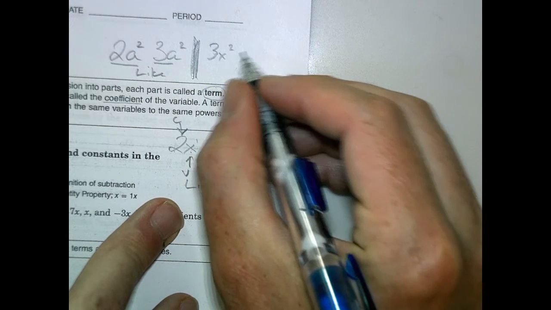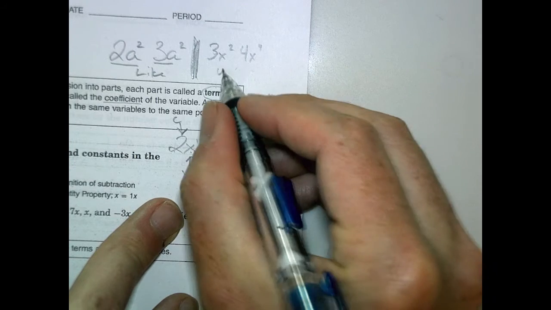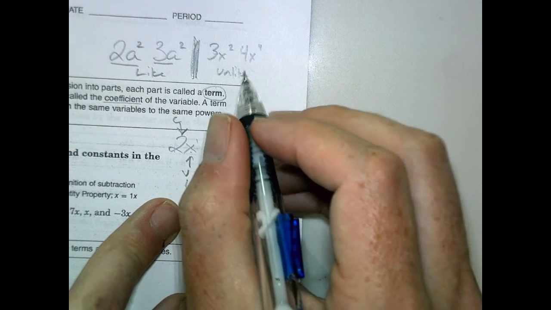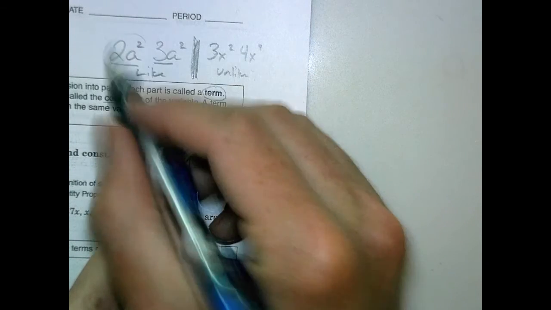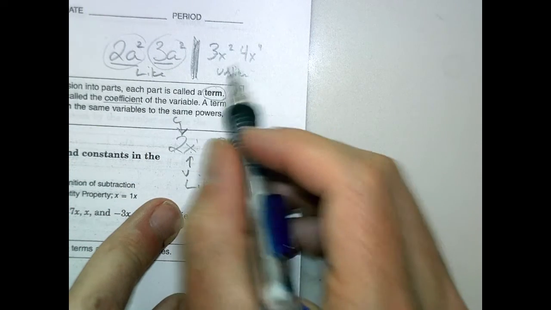If, however, we had 3x squared and 4x to the fourth, these are unlike terms. And that's important because you can group things together and combine them together if they are alike. If they're unlike, you can't do that.